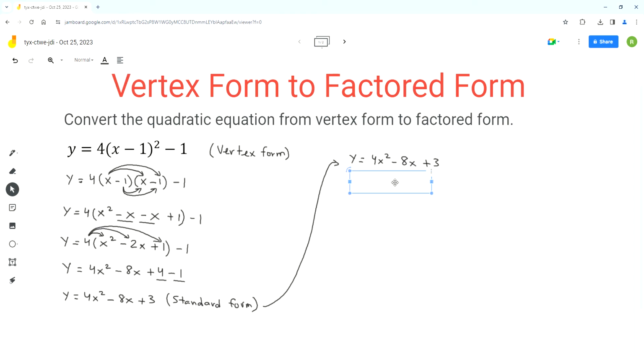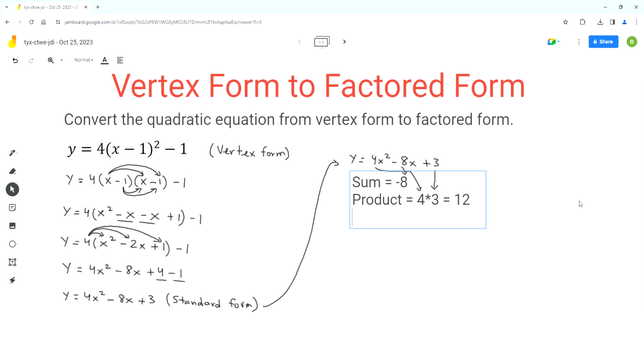So we have to find two numbers whose sum is negative 8 and product is 4 times 3, which is equal to 12. So the negative 8 comes from the coefficient of the x term, and this 4 is the coefficient of this x squared term, and then 3 is the number term. So we have to find two numbers that satisfy both of these requirements. So we find these two numbers by focusing on the product. So we have to think of two numbers that multiply to 12.